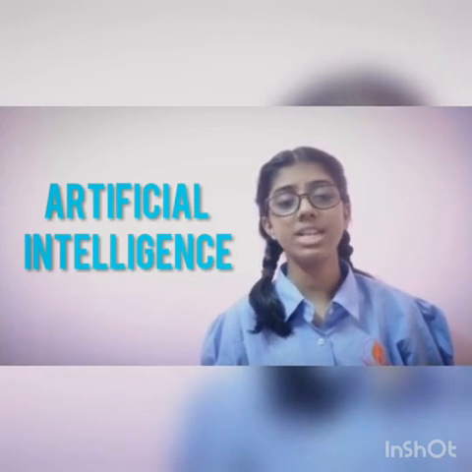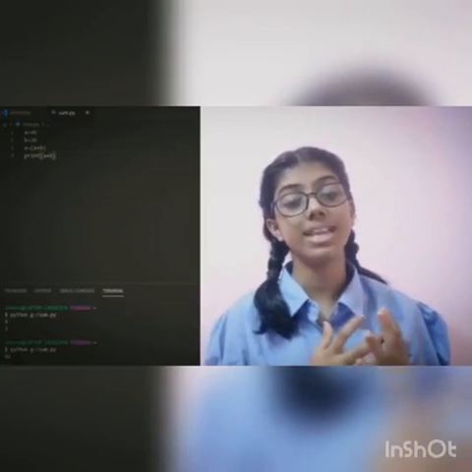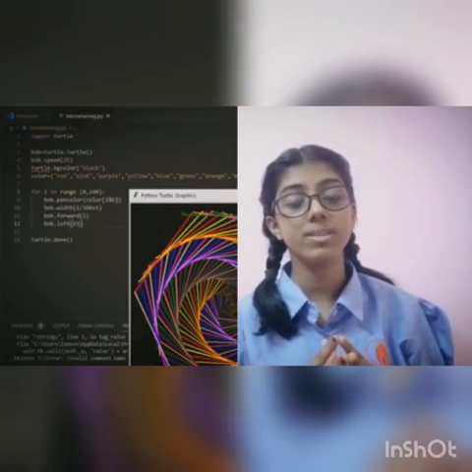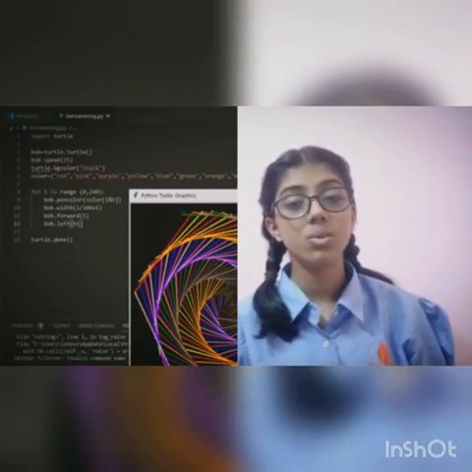So now what is artificial intelligence? In simple words, it is the ability of a computer or a robot that is controlled by a computer to do tasks usually done by humans because they need human intelligence and discernment. John McCarthy coined the term artificial intelligence and now he's called the father of AI.